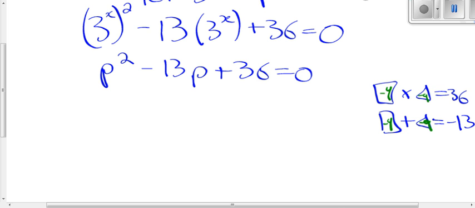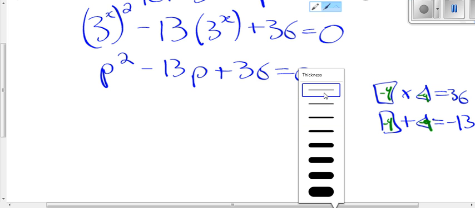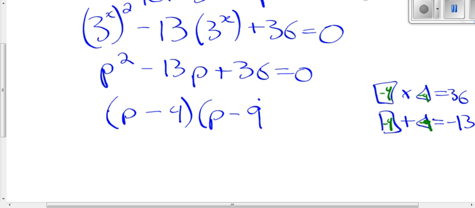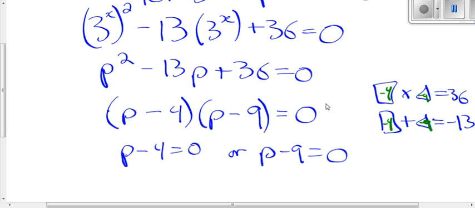So now over here, we go back and factor it out. So it's p minus 4 times p minus 9. This is just factoring quadratics. If you need help with that, let me know, I can show you how that works. Equals 0. And so now we have two things that multiply to give you 0. That means p minus 4 equals 0, or p minus 9 equals 0, and you solve for each.